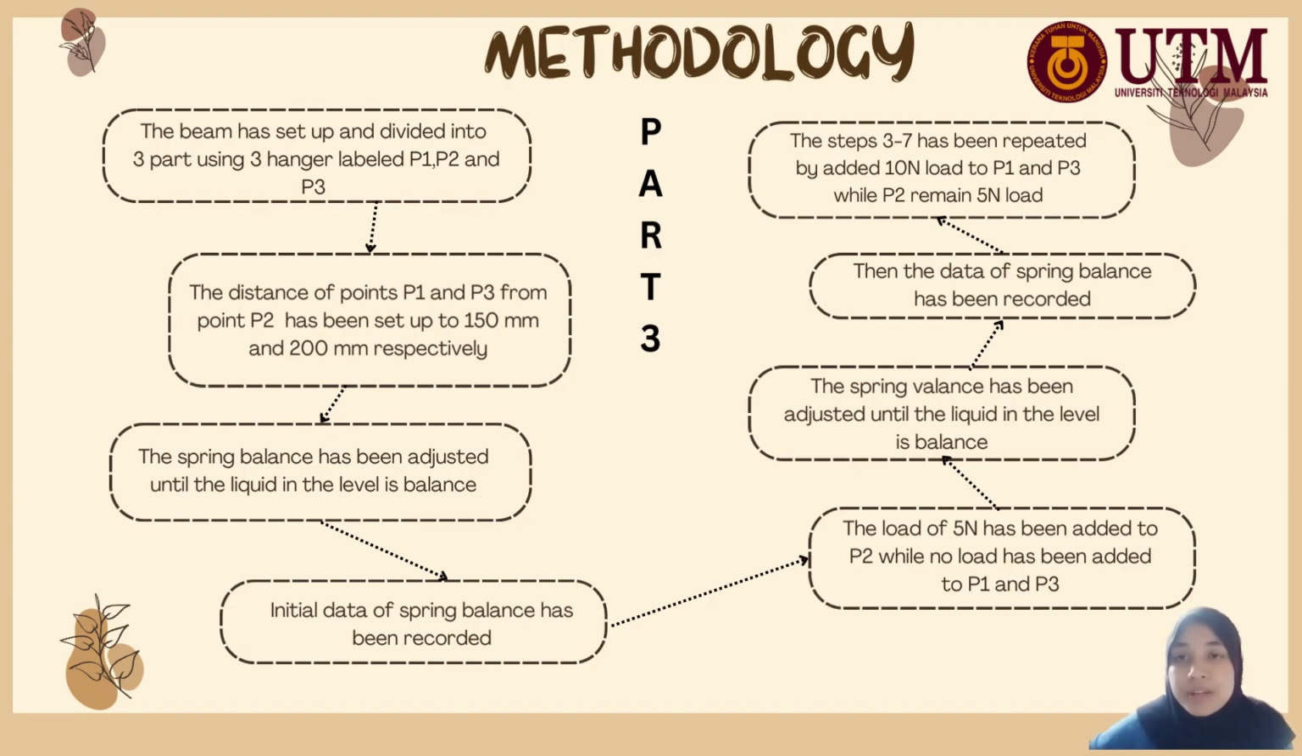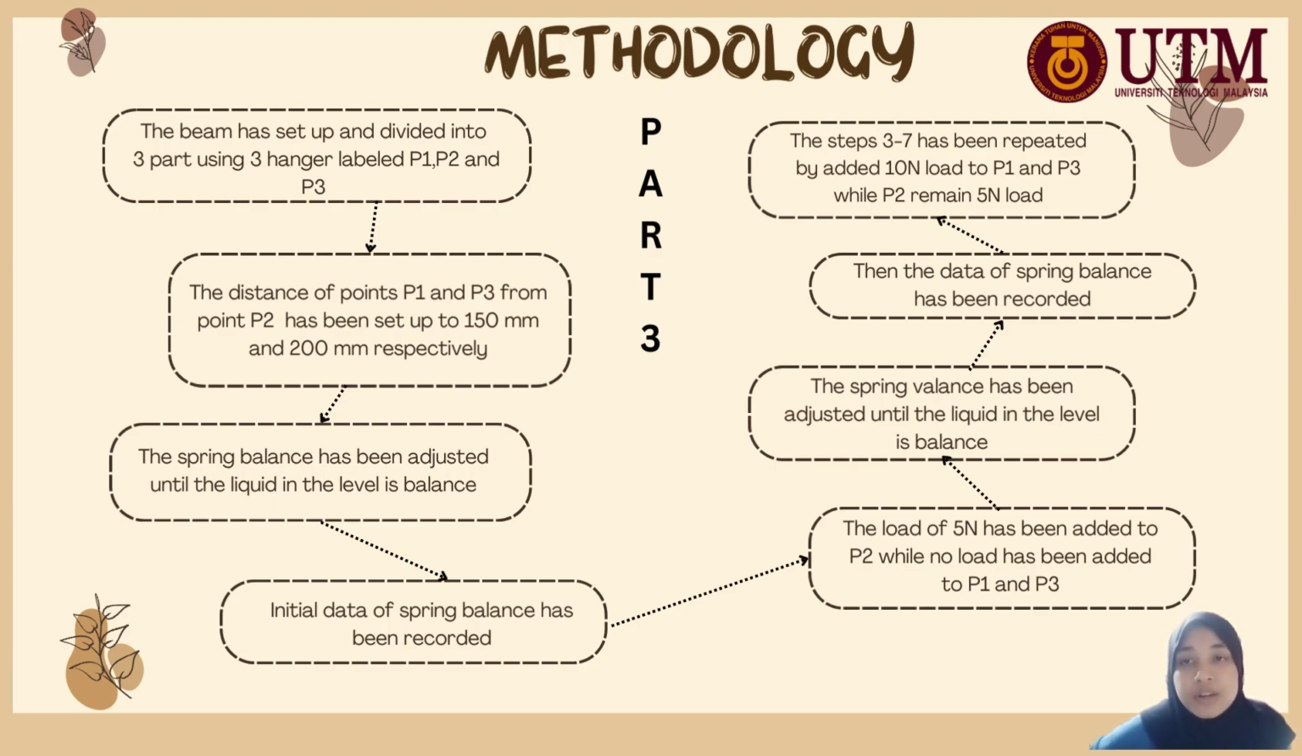Then, for the last part of the methodology, the beam has been set up and divided into 3 parts, which are P1, P2 and P3. The distance between P1 and P2 has been set to 150 mm and P2 to P3 is 200 mm. The spring balance has been adjusted until the liquid in the level is balanced. Then the initial data of the spring balance has been recorded.